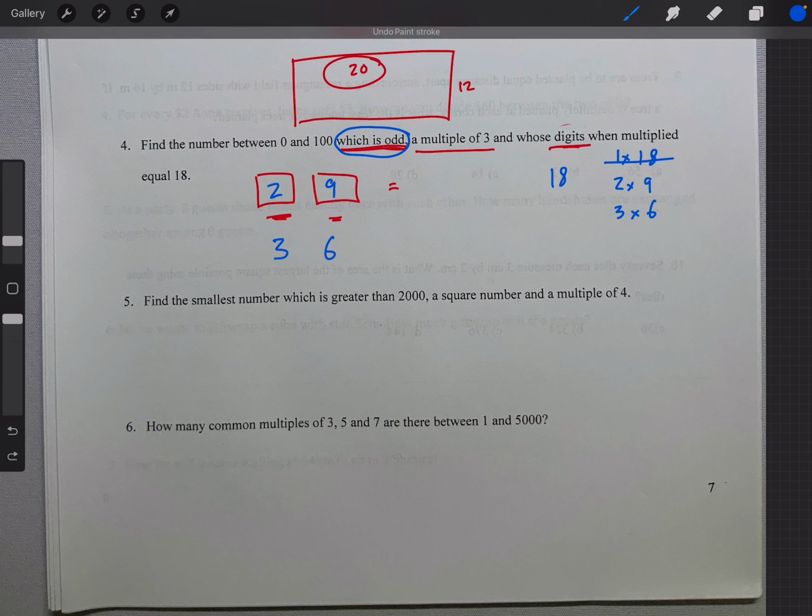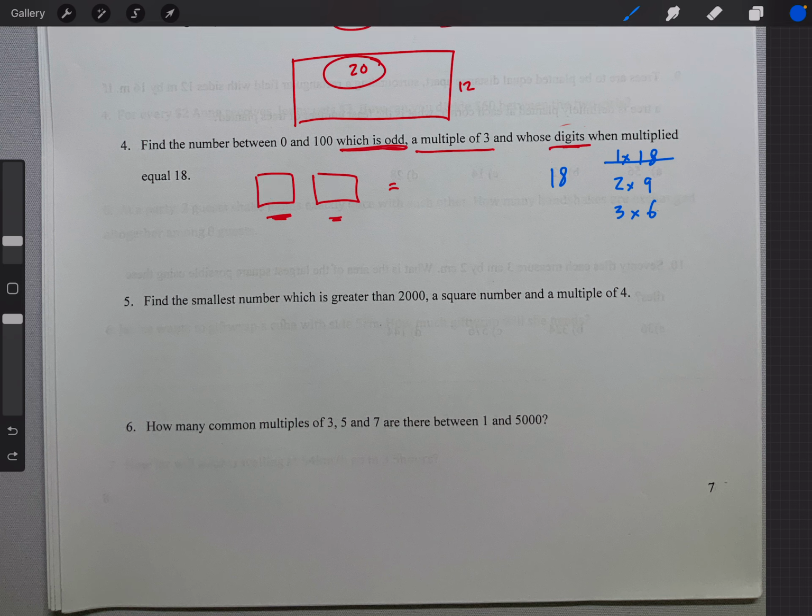Okay, that's not gonna work. So let's rewrite the other way. All right, let's keep going. 6 and 3, 9 and 2. Anything else I can multiply to make 18? 1 and 18, 18 and 1.